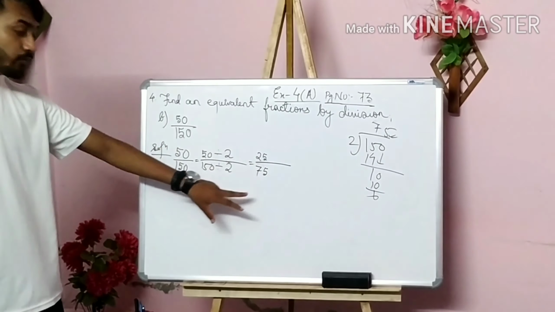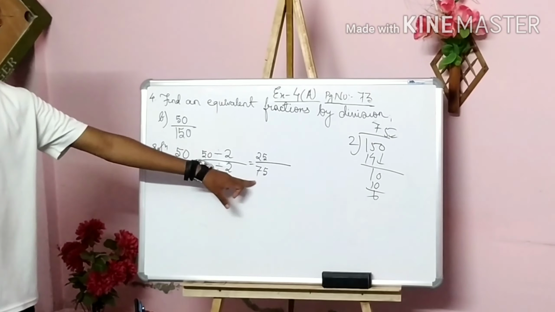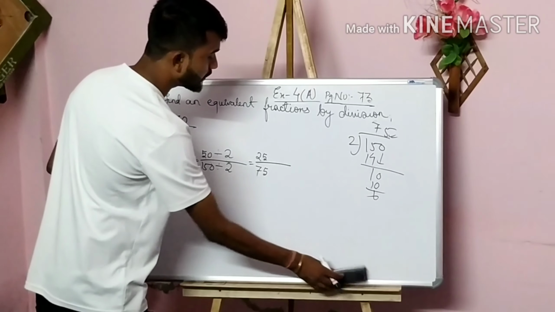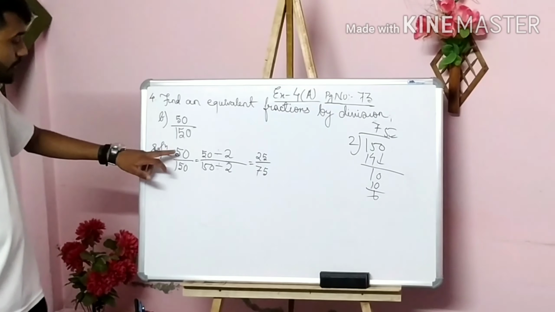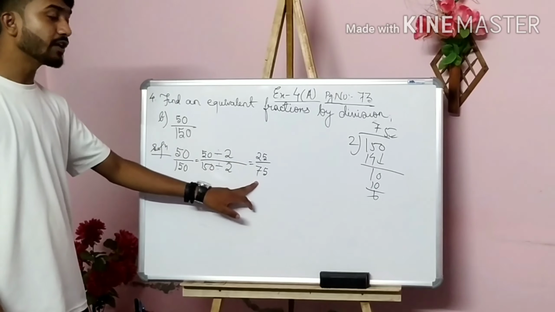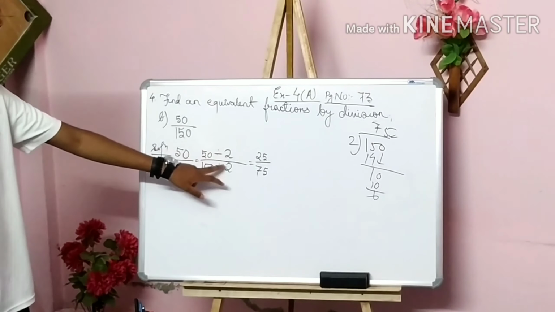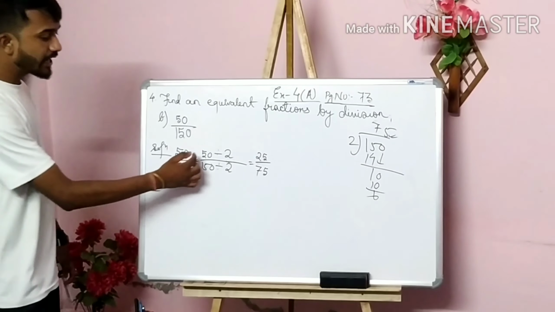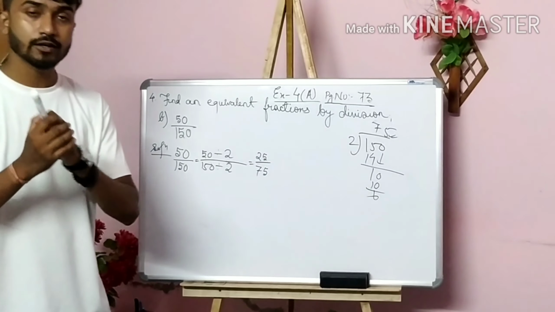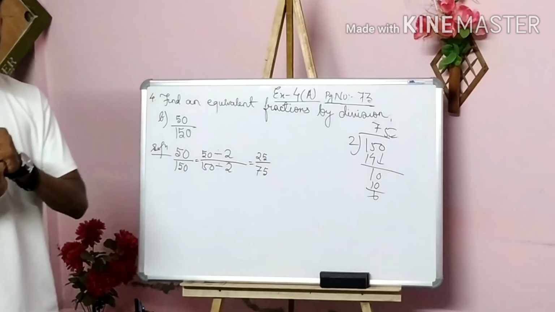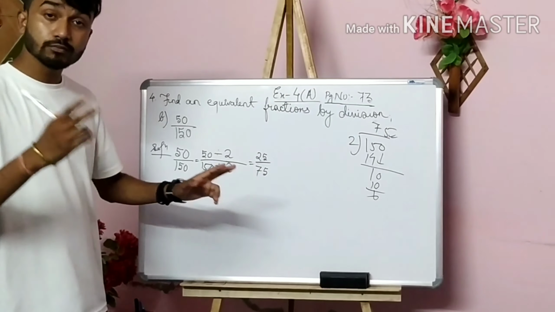So how have you got this value? 50 divided by 2. So we have got 25 by 75. What we have to find is just an equivalent fraction. So 50 by 150 and 25 by 75 are equivalent fractions. How have we got them? By the method of division. You look here that I have divided 50 by 2 and 150 by 2. I am saying this many times because sometimes you will think that I have to multiply by 2 and divide by 2 both times.